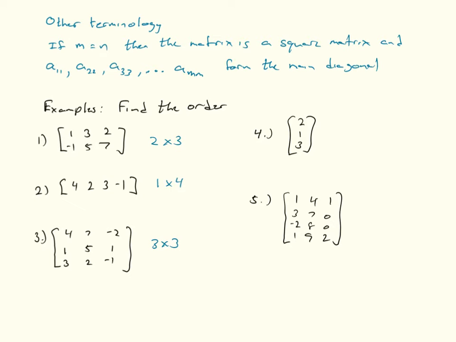Then number 4, we have 3 rows and 1 column, so that's a 3 by 1 matrix. And in number 5, we have 4 rows and 3 columns, so that would be a 4 by 3 matrix. Double check, make sure you have those. Hopefully you do. If not, make sure you understand that the first number in the order tells me the number of rows, and the second one tells me the number of columns.